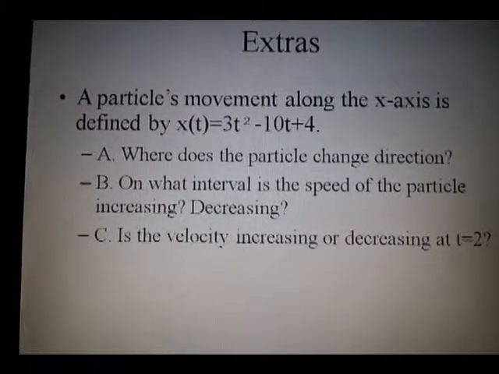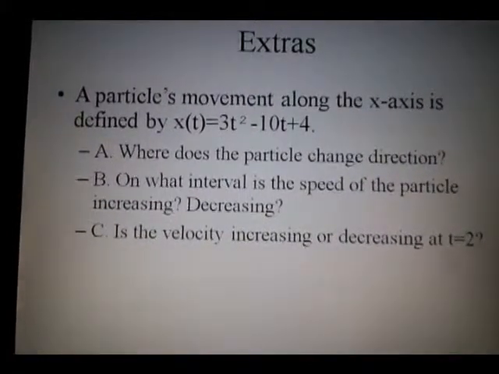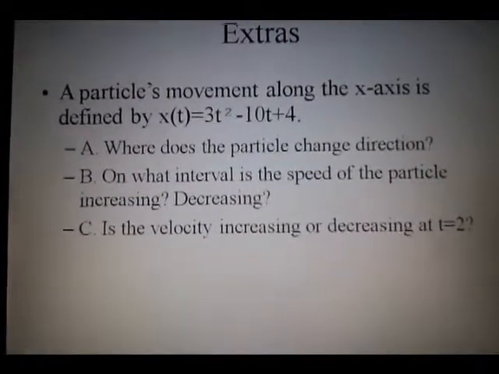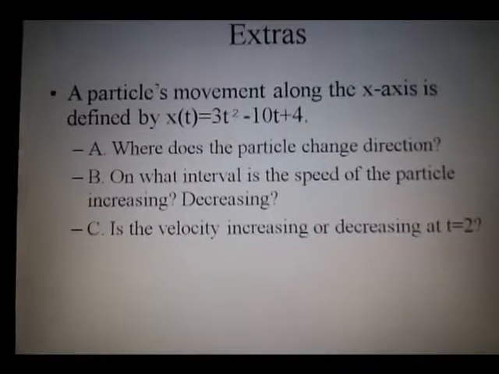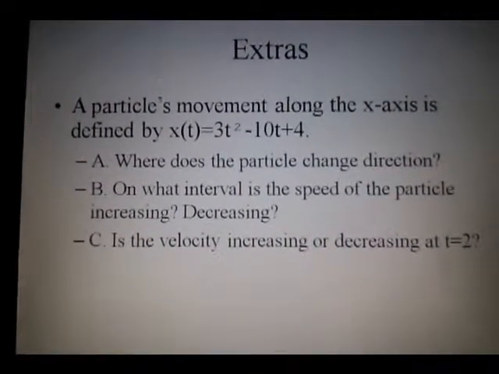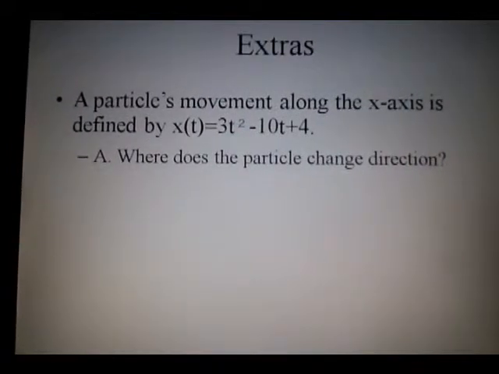Now we are going to learn how to find other things using functions that represent position, velocity, and acceleration. A particle's movement along the x-axis is defined by x of t equals 3t squared minus 10t plus 4. Now there are 3 parts to this problem. Let's start with the first part.